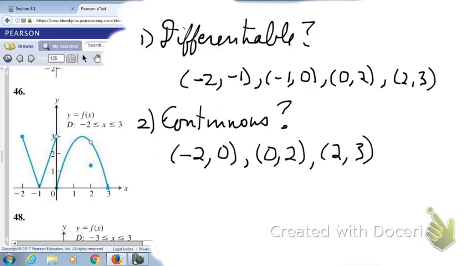So, what's the difference between these two? Which of the points didn't fall into both of these categories or out of both of these categories? -1. That corner, we do have continuity there, but we don't have differentiability. So continuity is not strong enough to guarantee the derivative exists.